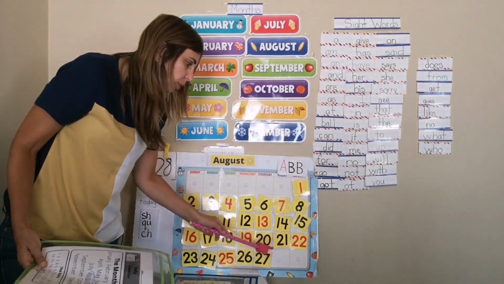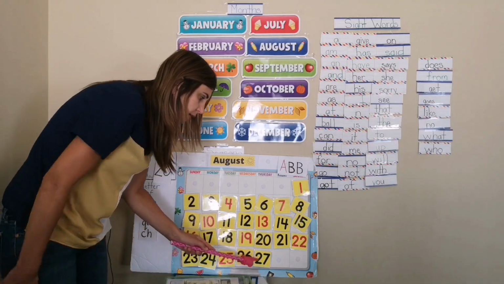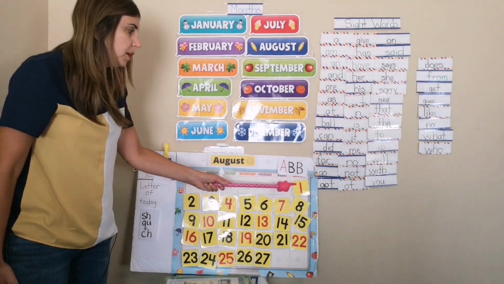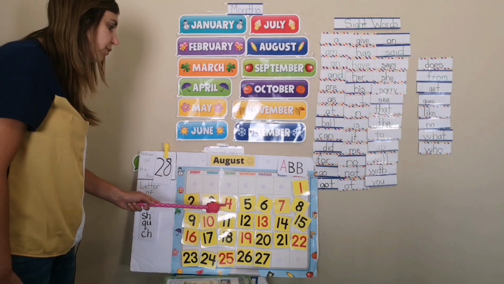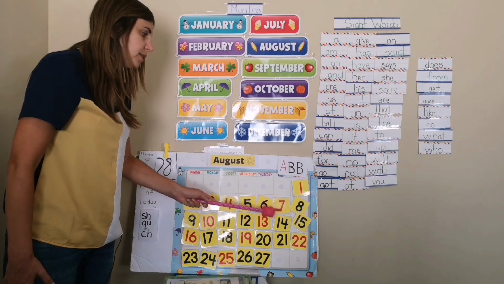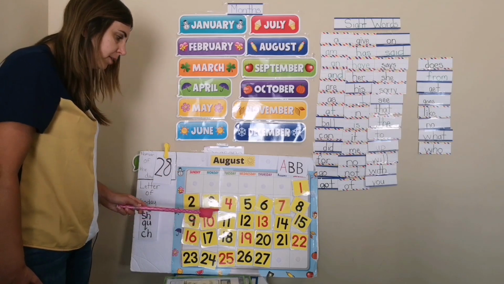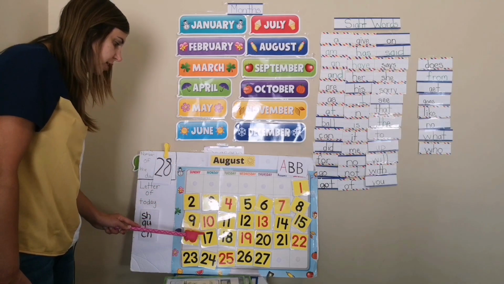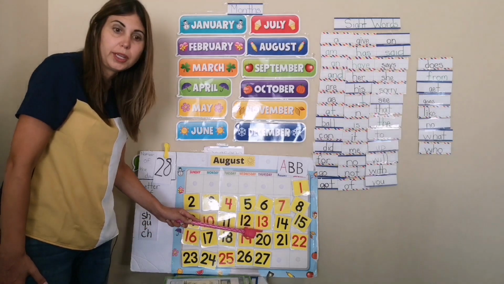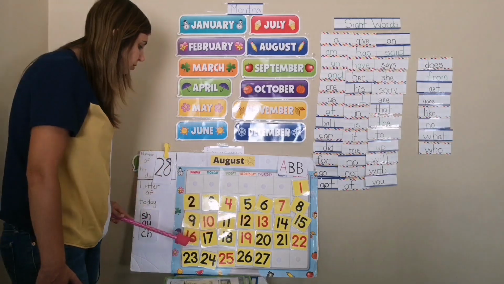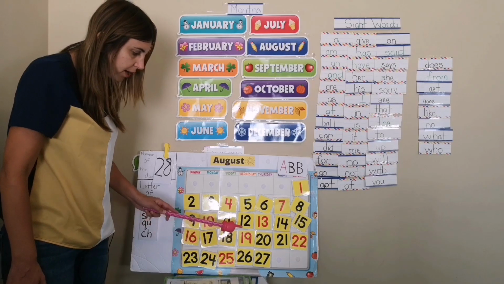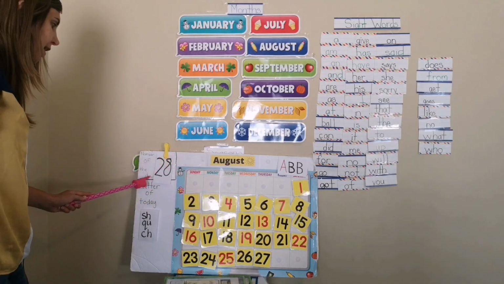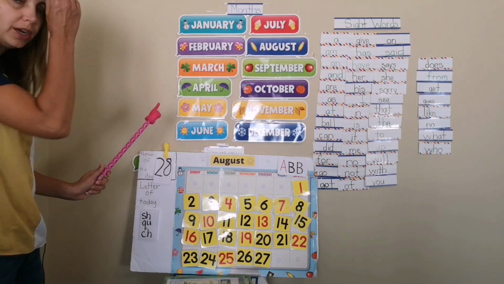We're going to figure out what the date is, the number that comes after 27. We're going to do that by counting. So count with me. 1, 2, 3, 4, 5, 6, 7, 8, 9, 10, 11, 12, 13, 14, 15, 16, 17, 18, 19, 20, 21, 22, 23, 24, 25, 26, 27, 28. That is our number of today.